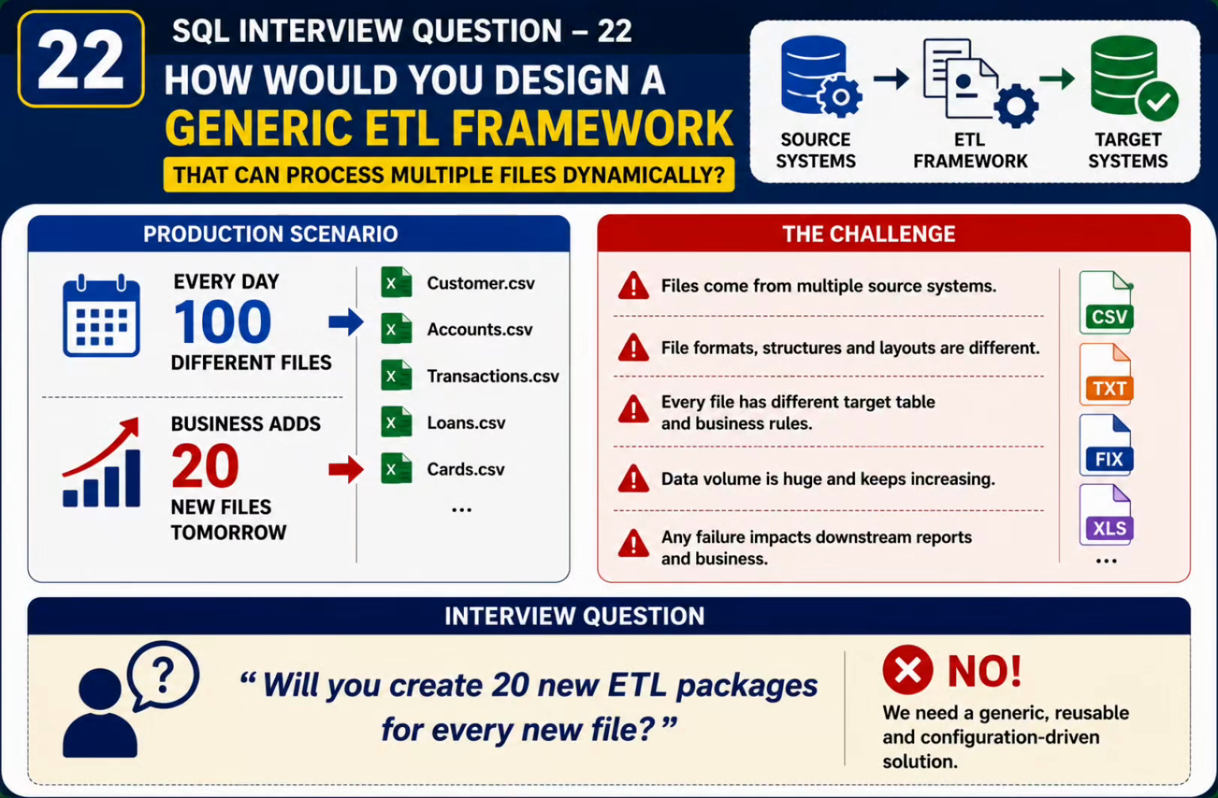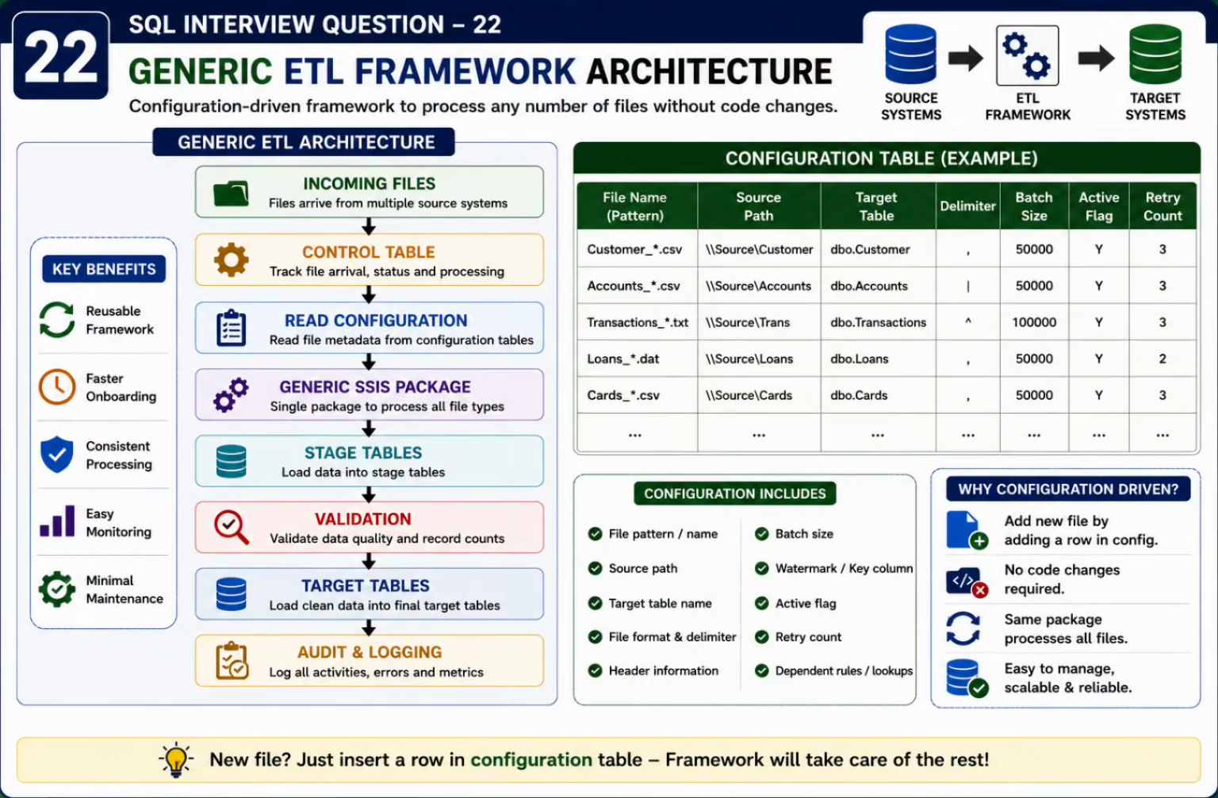Now, tomorrow, the business says we are adding another 20 new files. So, the interviewer asks, will you create 20 new SSIS packages? The answer is no. If we create one package for every file, maintenance becomes very difficult. Whenever a new file is added, we have to develop, test, deploy, and maintain another package. That's not how enterprise ETL solutions are built. Instead, we design one generic framework that can process any file dynamically using configuration. So, how will it work?